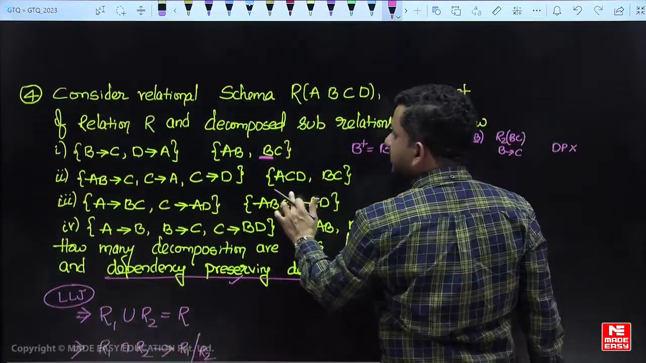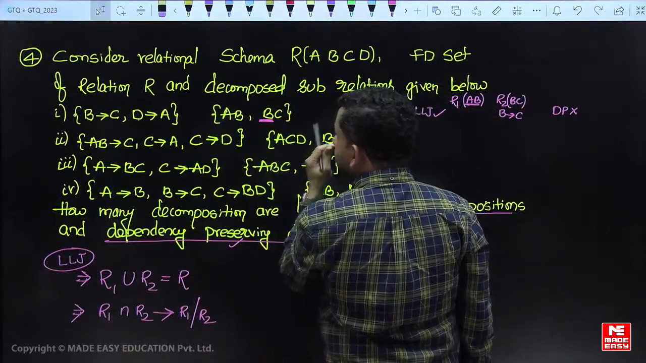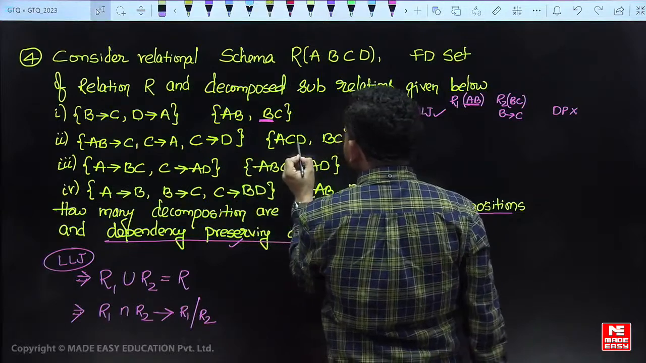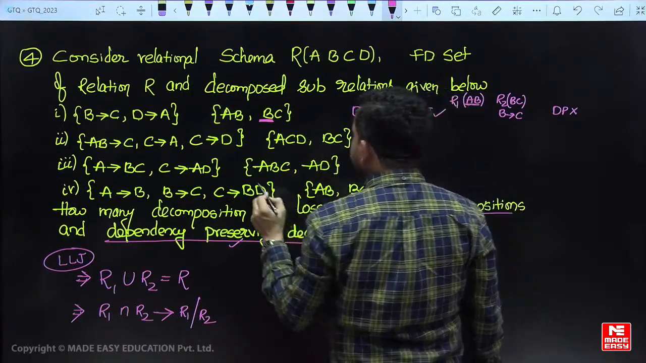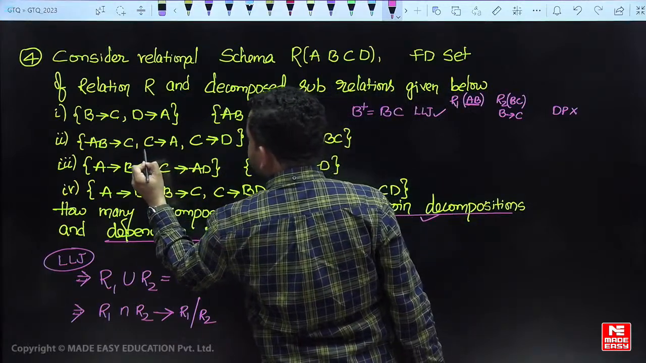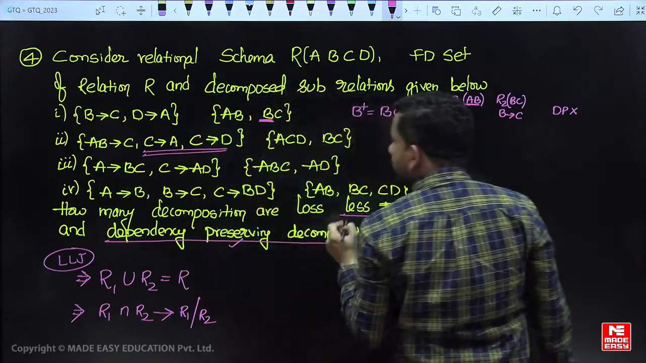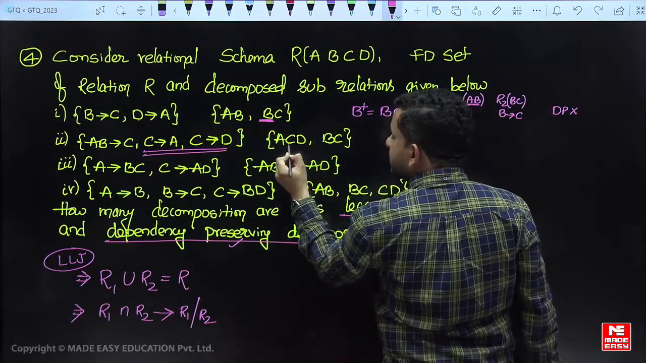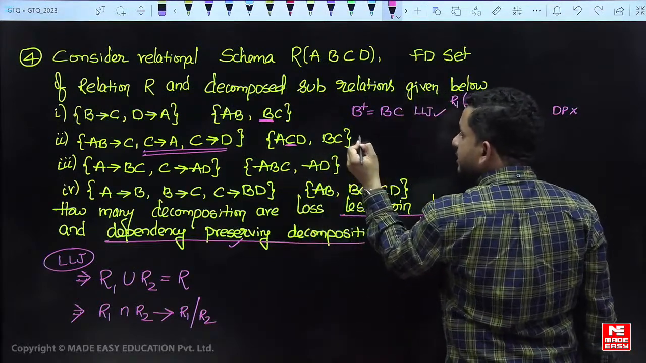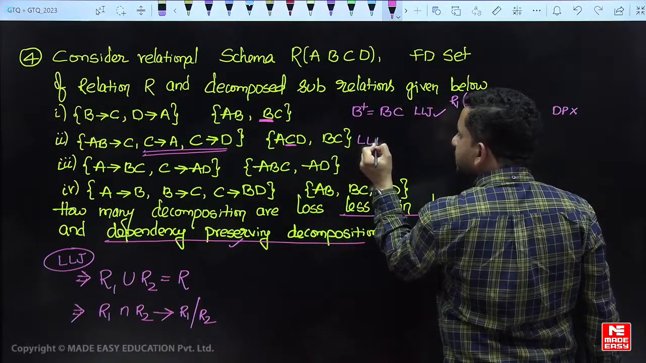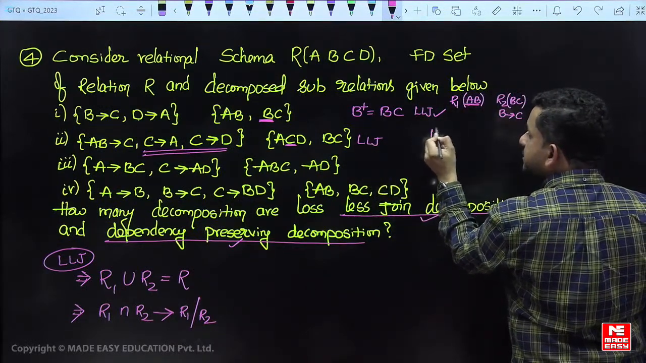Now the second decomposition, ACD and BC. No attribute is missed, and the common attribute is C. C closure determines CAD, which means C is a key for this relation. It is also a lossless join decomposition. But see the dependency preservation.